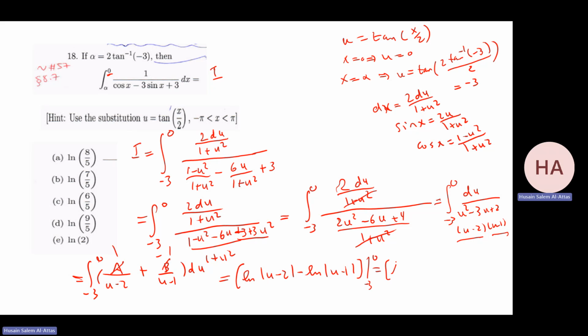That will be ln 2 minus ln 1, which is 0. That's it. Minus, substitute minus 3, that will be ln 5 minus ln 4. So I have ln 2 plus ln 4 minus ln 5. This is a product, it will be ln 8 minus ln 5. And this will be a quotient, ln 8 over 5. And that will be the answer. Yeah, easy one.